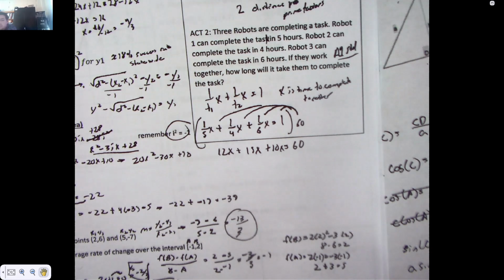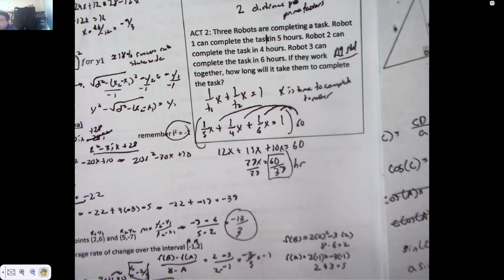1/5 of 60 is 12. 1/4 of 60 is 15. 1/6 of 60 is 10. And don't forget the x's. And together that adds up to be 1 times 60, 60. Then I can put all my numbers together. I have 37x is 60. Divide by 37, and there's my answer. 60/37ths of an hour. So a little over an hour. An hour and 23/60ths of an hour.